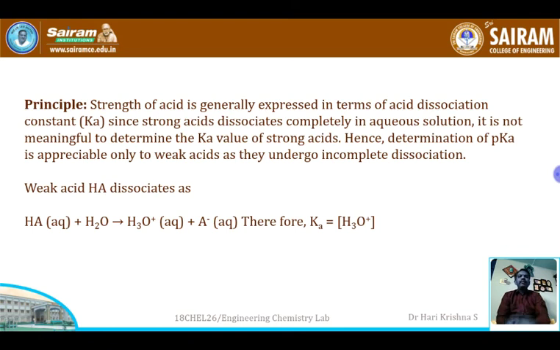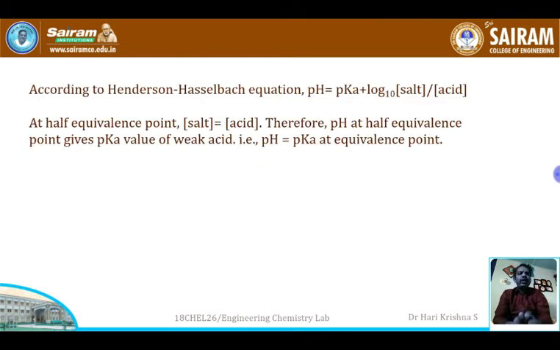Here the main thing is that pKa and acid strength are inversely proportional to each other. The acid will dissociate and give the respective ions. pKa is determined only for a weak acid, as we have already discussed. So here, according to the Henderson-Hasselbalch equation, pH is equal to pKa plus log of concentration of salt by concentration of acid.